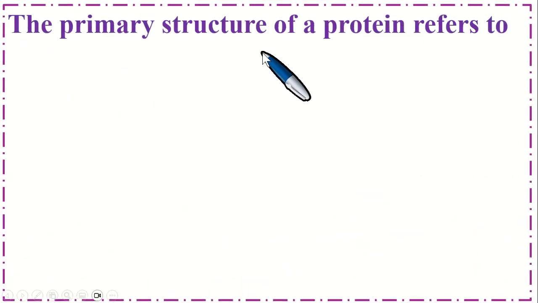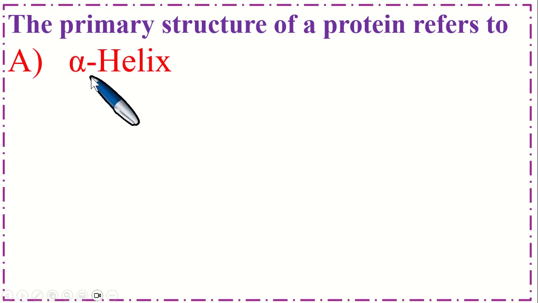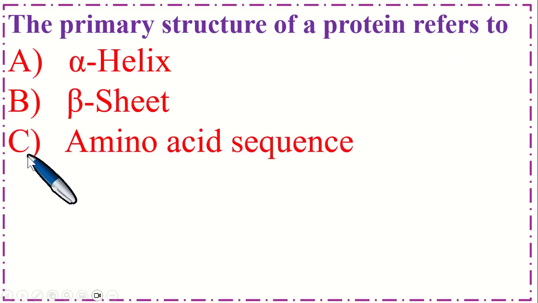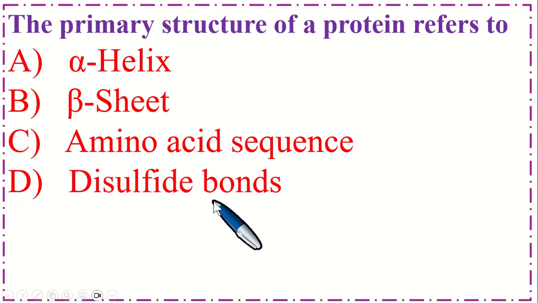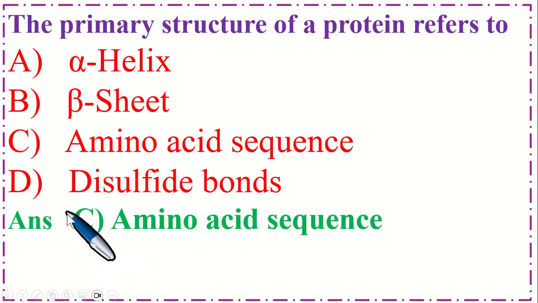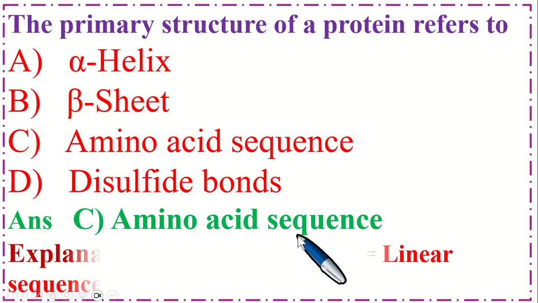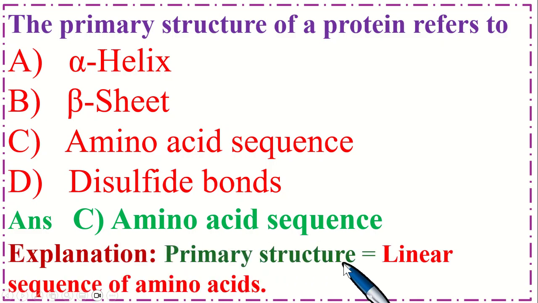The primary structure of a protein refers to option A, alpha helix, B, beta sheet, C, amino acid sequence, and option D, disulfide bonds. So the correct option is C, amino acid sequence. Primary structure is the linear sequence of amino acids.